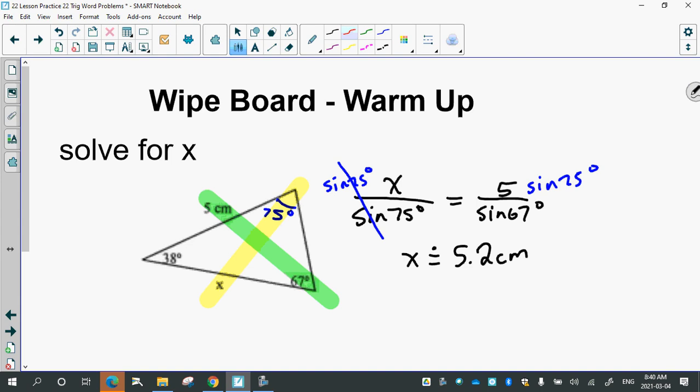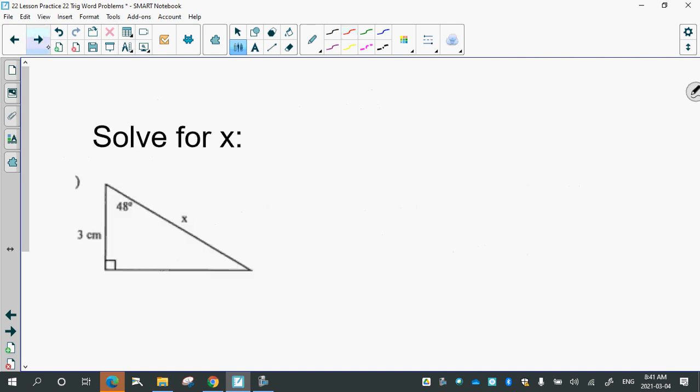Okay? Everybody else get that in their calculator, okay? Got to the sine law? Okay, next one. Solve for x. This is 3 centimeters, 48 degrees, x, and it's a right angle triangle.